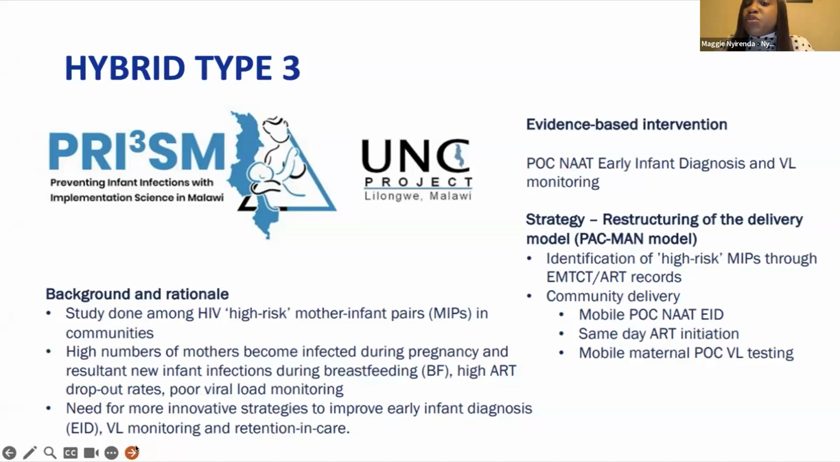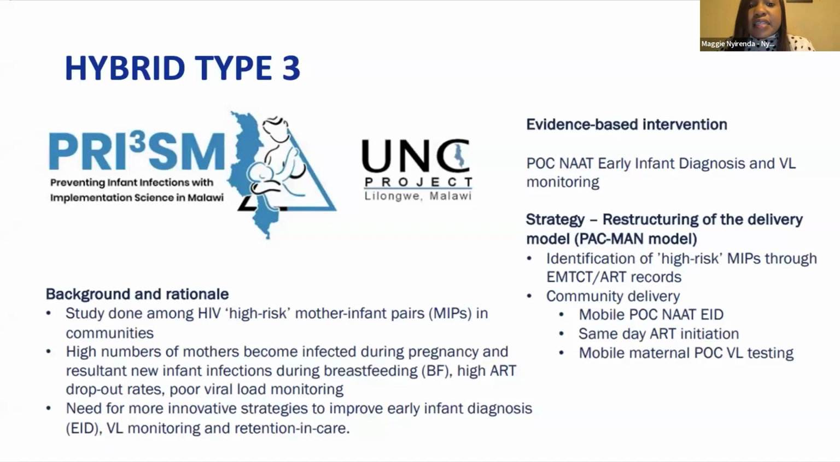So what this study now wants to do is to use the point-of-care testing and use it for early infant diagnosis as well as viral load monitoring. But the strategy is now different. Unlike hybrid type 1 that I used, educate strategy, this study wants to use the restructure strategy. So because they know the mother-infant pairs who are high risk cannot come to the health facilities, they decided that they will now take the point-of-care test to the community where the mother-infant pairs are.